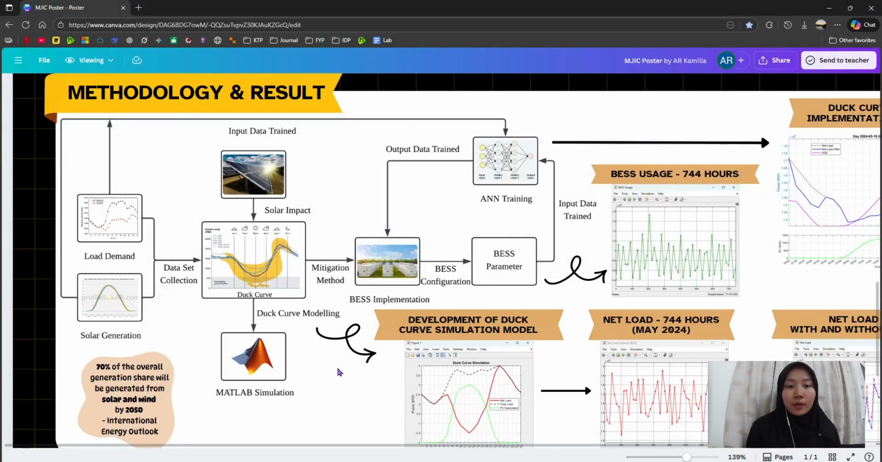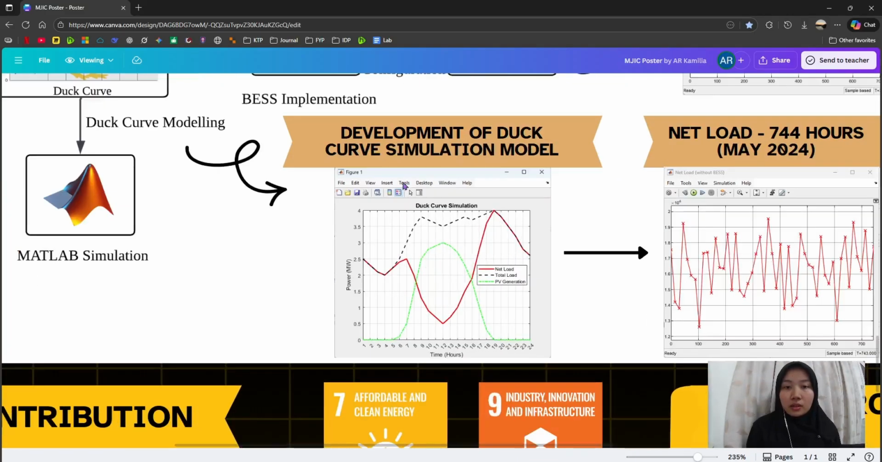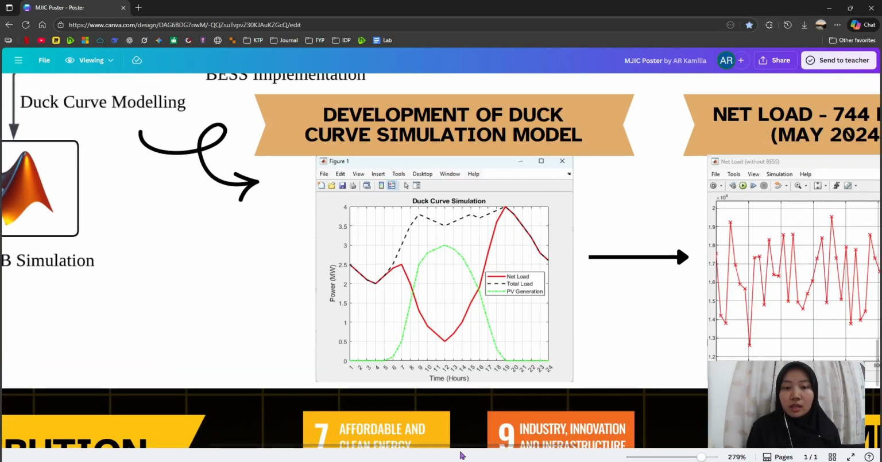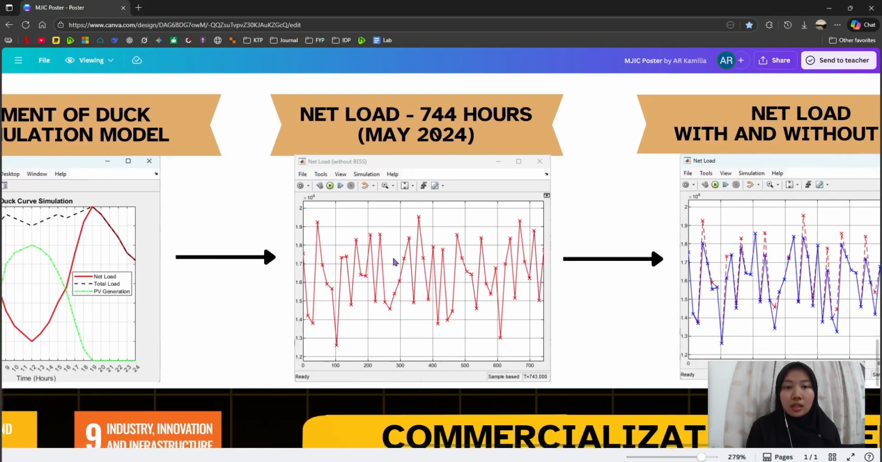So this is the methodology of my project. First of all, I need to simulate the duck curve using MATLAB simulations. To simulate it, of course, I need dataset collections from the load demand and the solar generations. Basically, I use May 2024's data. This is how the duck curve looks for 24 hours. And this is the net load for the whole month, which is 744 hours, May 2024.